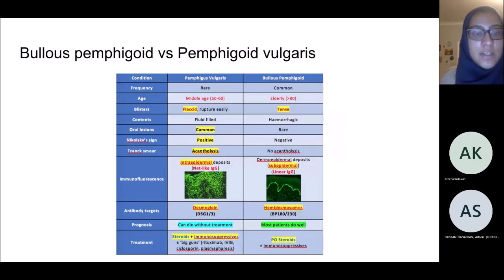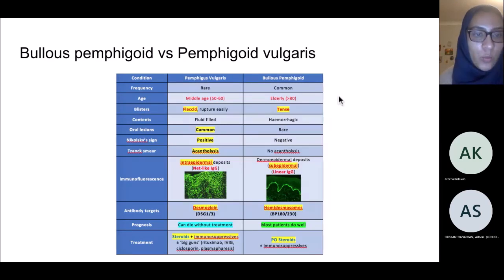And the blisters as well, they tend to be more flaccid, they rupture easily. And key, at least in SBA land, is you tend to get mucosal involvement. So you will find lesions, say, for example, inside the mouth. And you tend to get what's known as Nikolsky sign positive. And what that means is that when you touch the skin, it kind of peels off. So its presentation is a lot more intense, essentially.